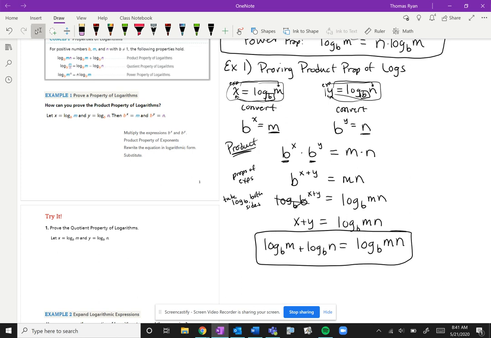So just a little way to show you, again, not something you'll need to replicate. Give it a shot in the try it problem, but it's really just trying to help us think about where the properties really come from, and that there's a strong connection between these properties and properties of exponents.